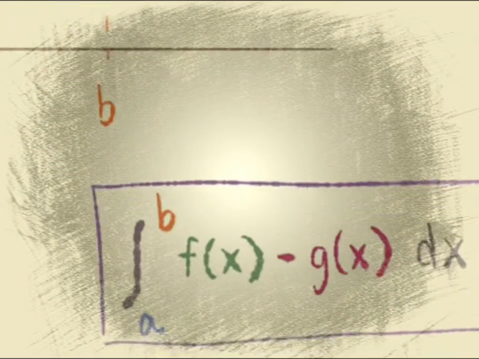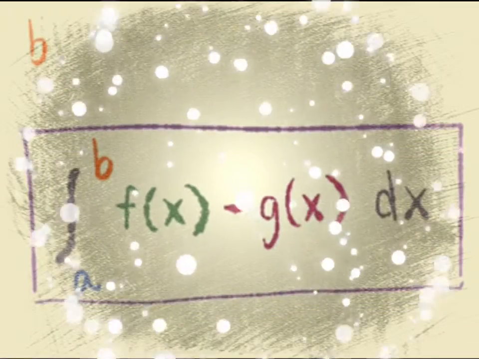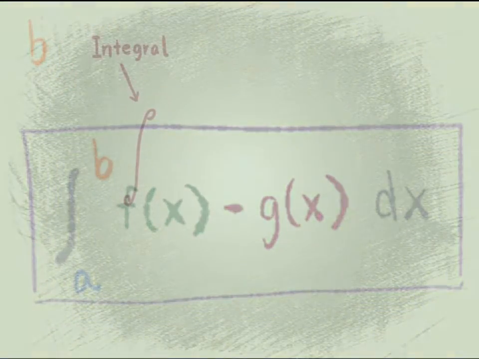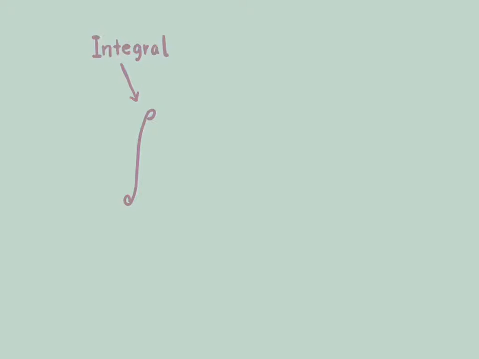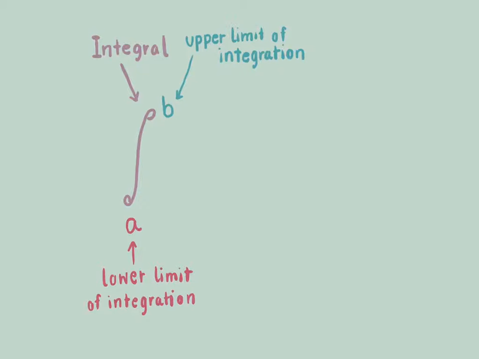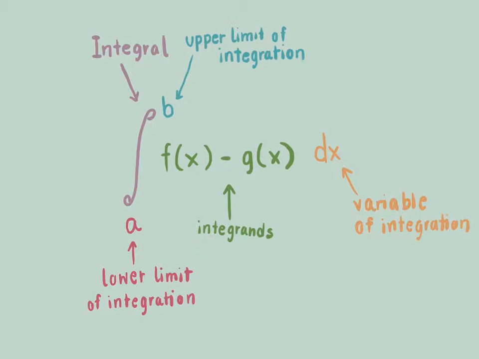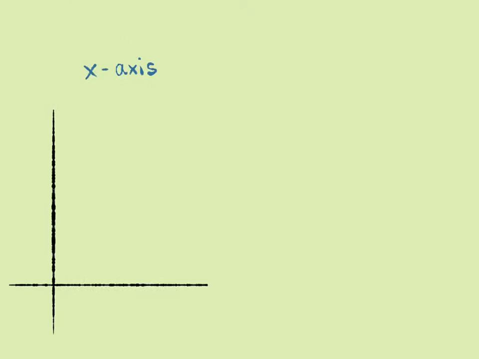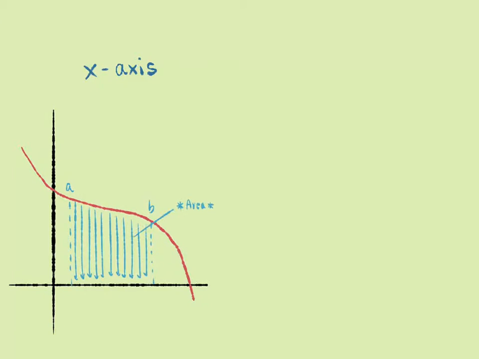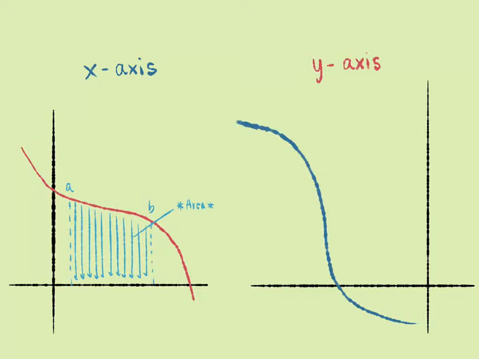Let's get to know the formula. Definite integral. The formula is composed of the integral, a, the lower limit of integration, b, the upper limit of integration, the integrand, and a variable of integration. The area will always be the area under the curve, approaching the y or x-axis.